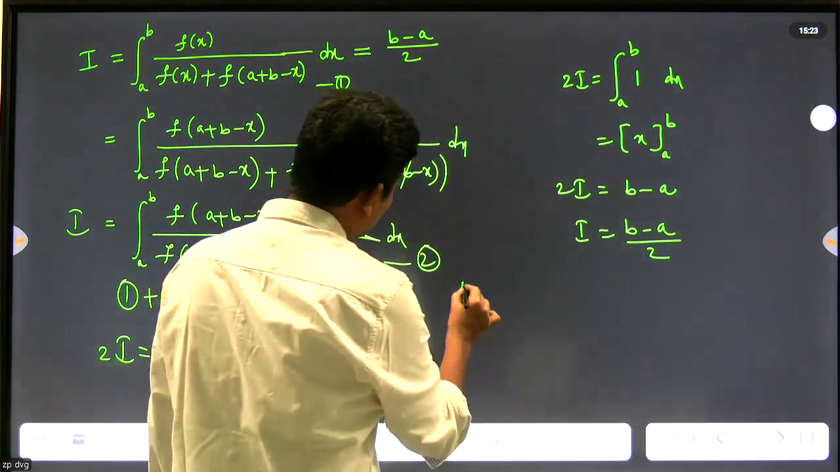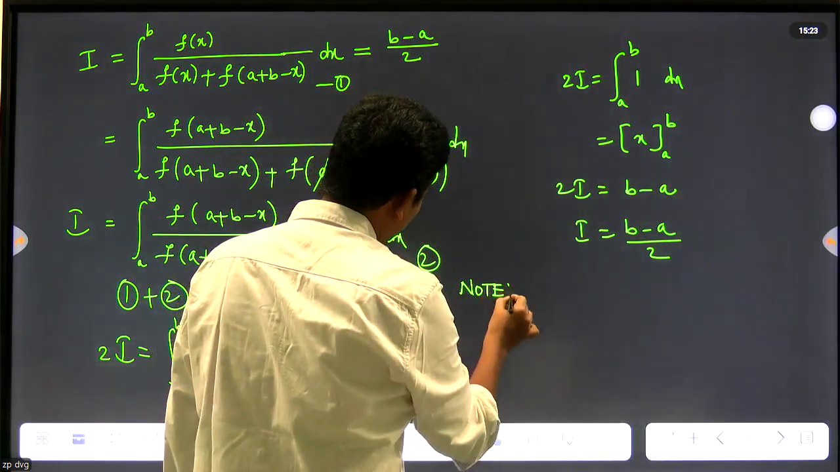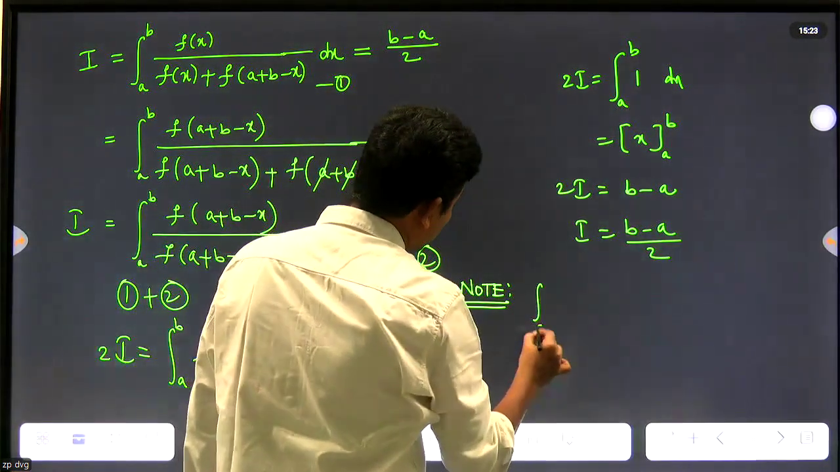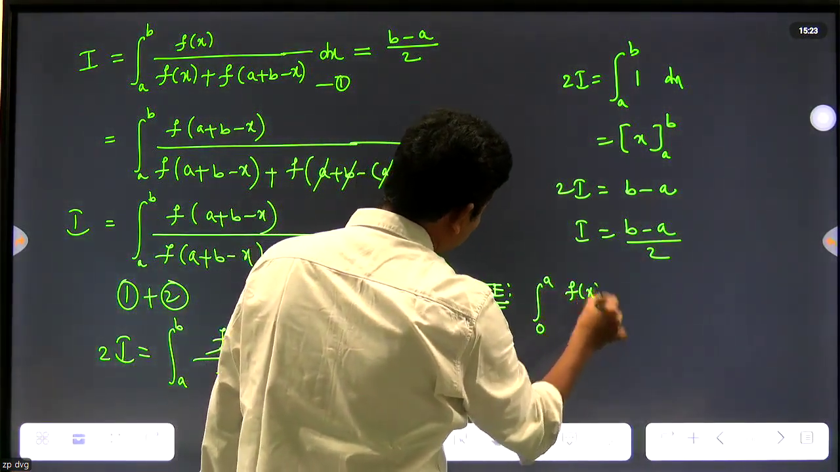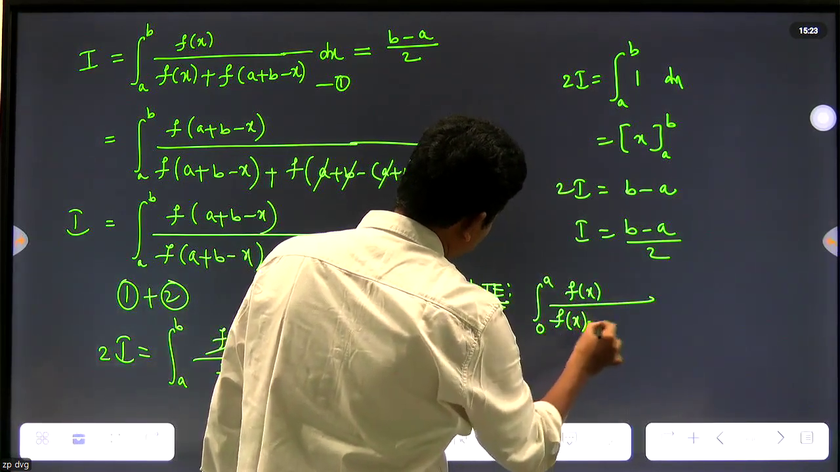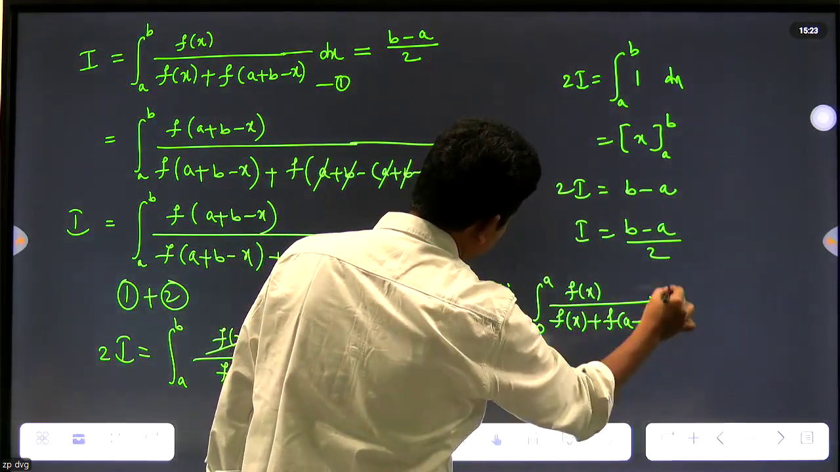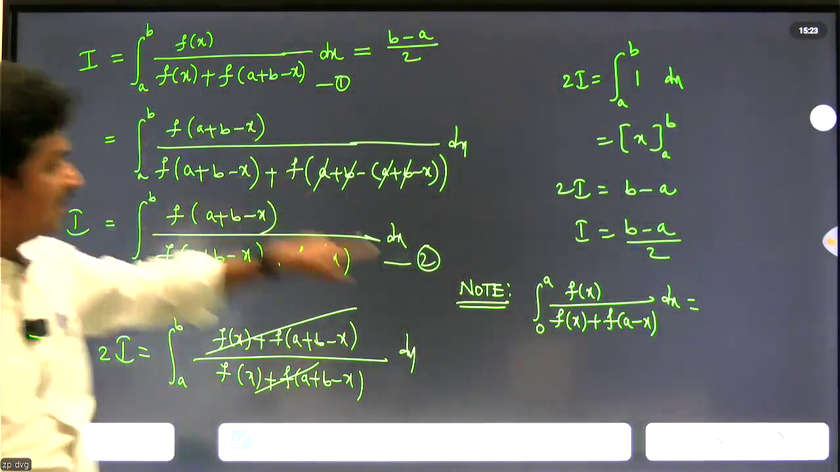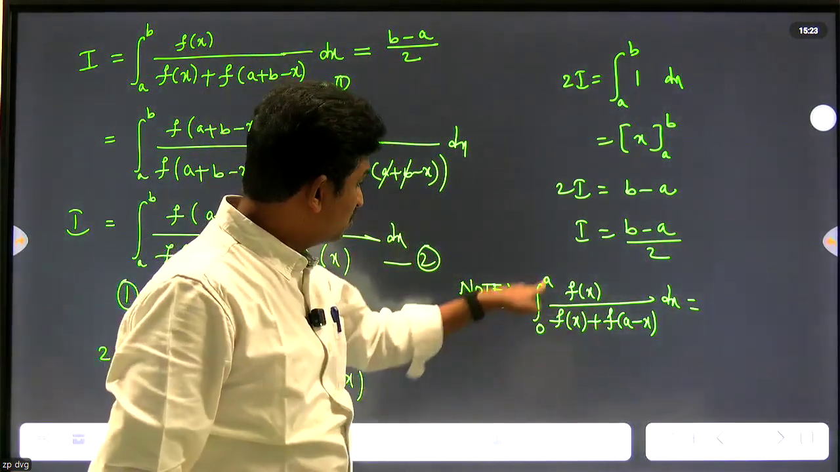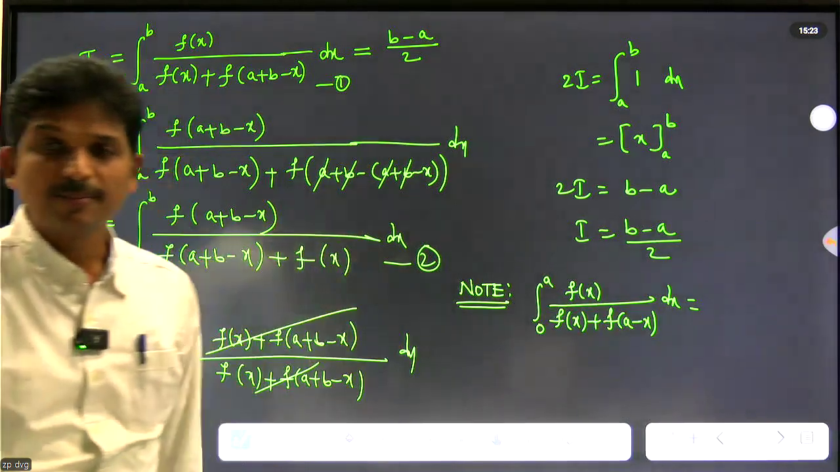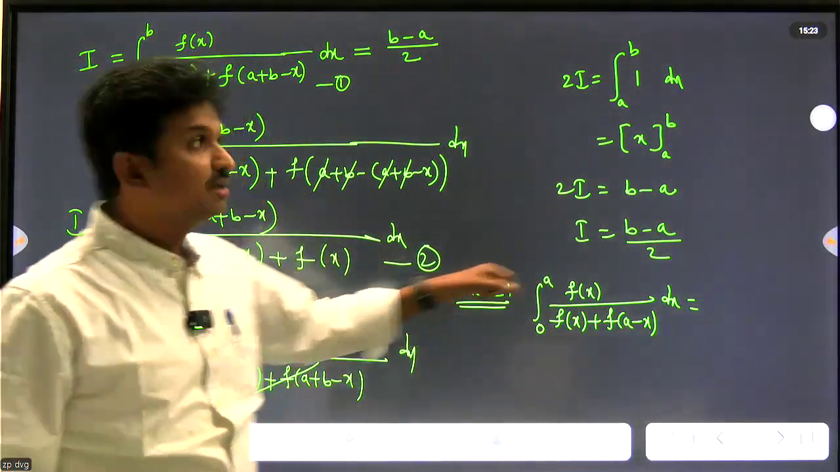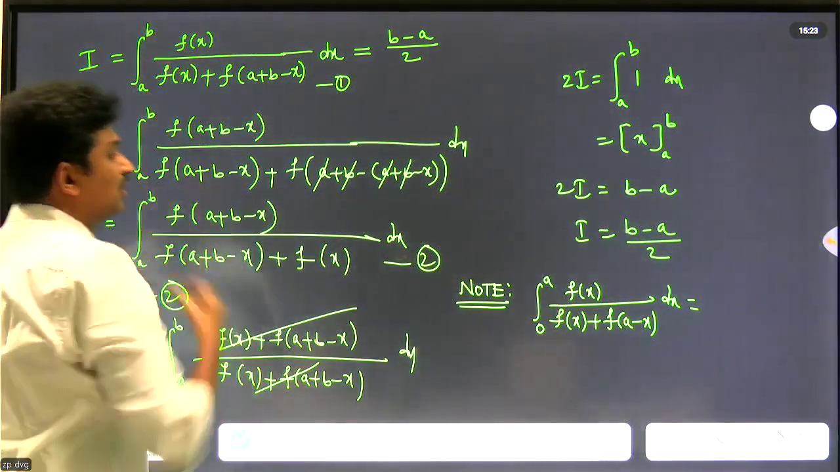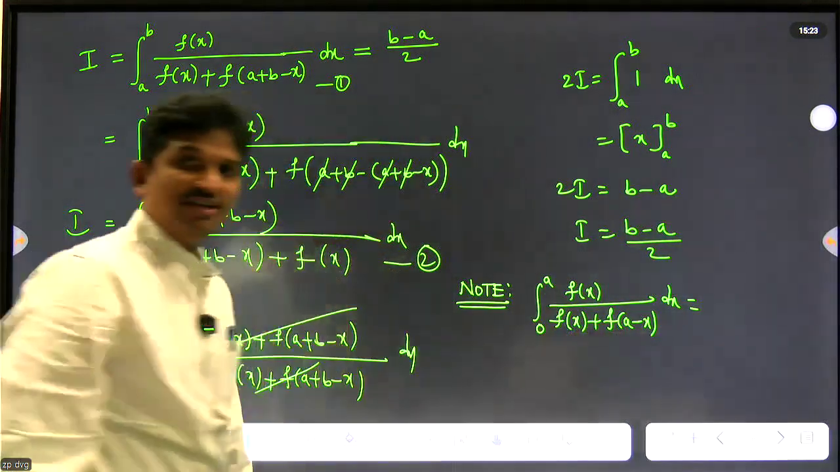Here you need to know one note point. Sometimes what they'll do, instead of this a to b, they'll give the same thing as 0 to a. Integral of 0 to a, f of x divided by f of x plus f of a minus x dx. They'll ask this. What is this answer? Look at this here, f of x. Here a plus b minus x is there. 0 plus a, 0 plus a is a minus x. If they give 0 to a, both are the same type only. Here a plus b is there, summation of these two. Here summation of these two is a only. Both are the same actually.